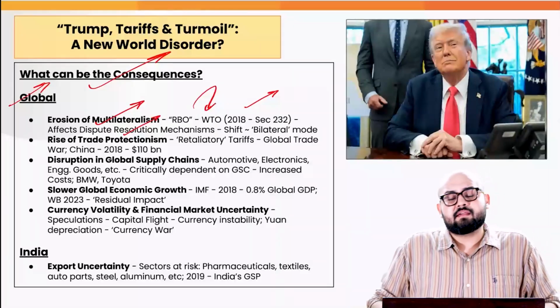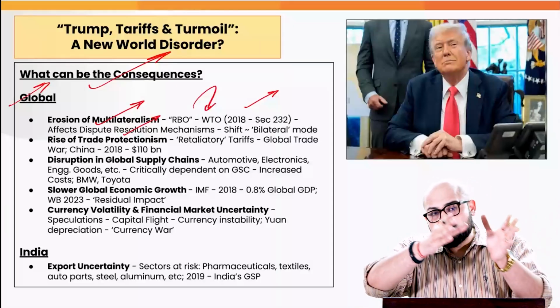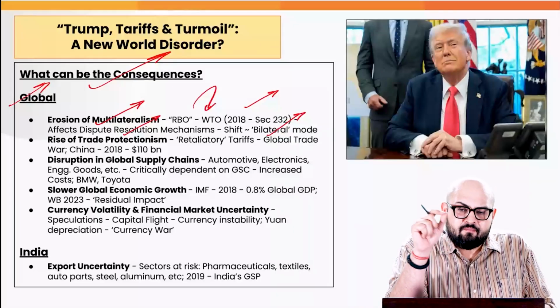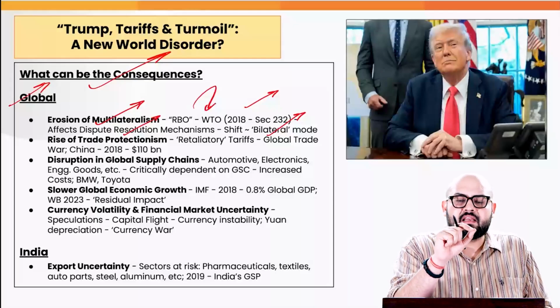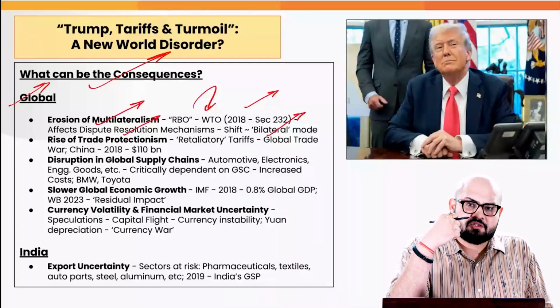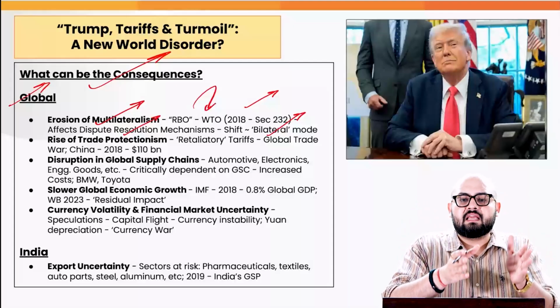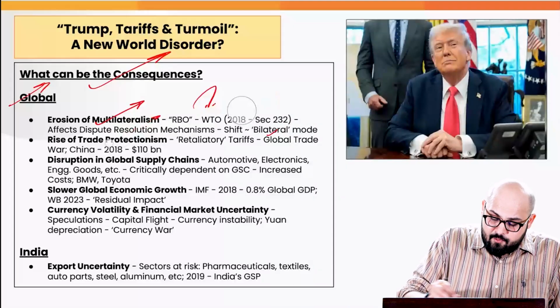Also, what we are basically seeing is that now there's a shift from the multilateral to the bilateral mode. That is, now Trump is going to emphasize specific deals with different countries. He's not going to be dependent on international institutions, be it the World Trade Organization. He's going to ask different countries, see, this is the kind of deal which I want to have with you, right?